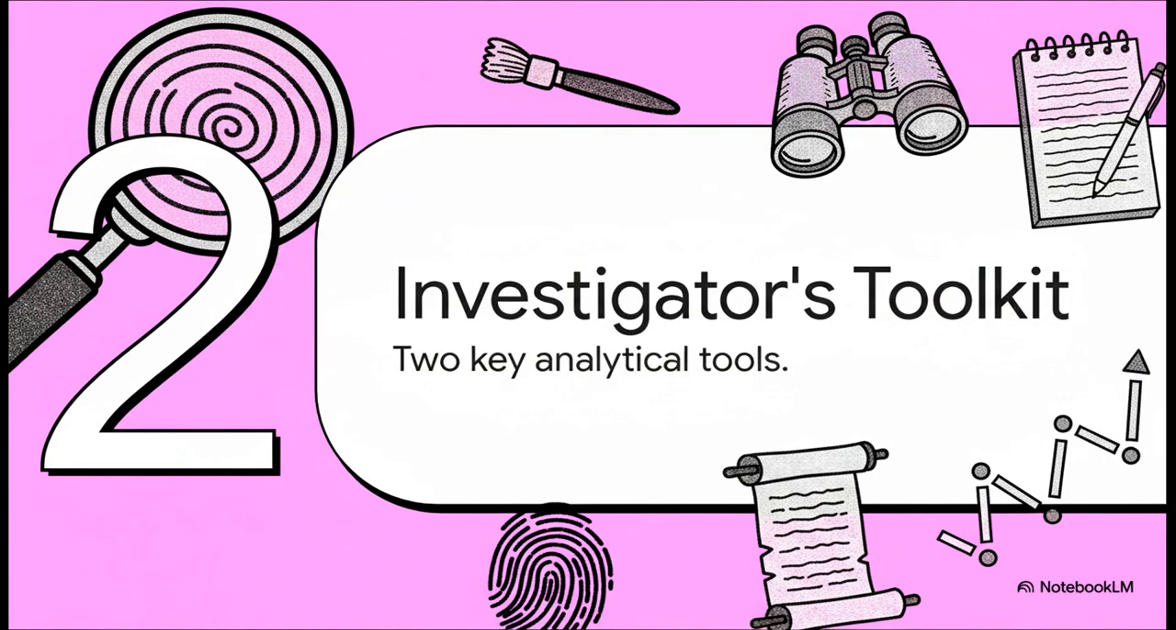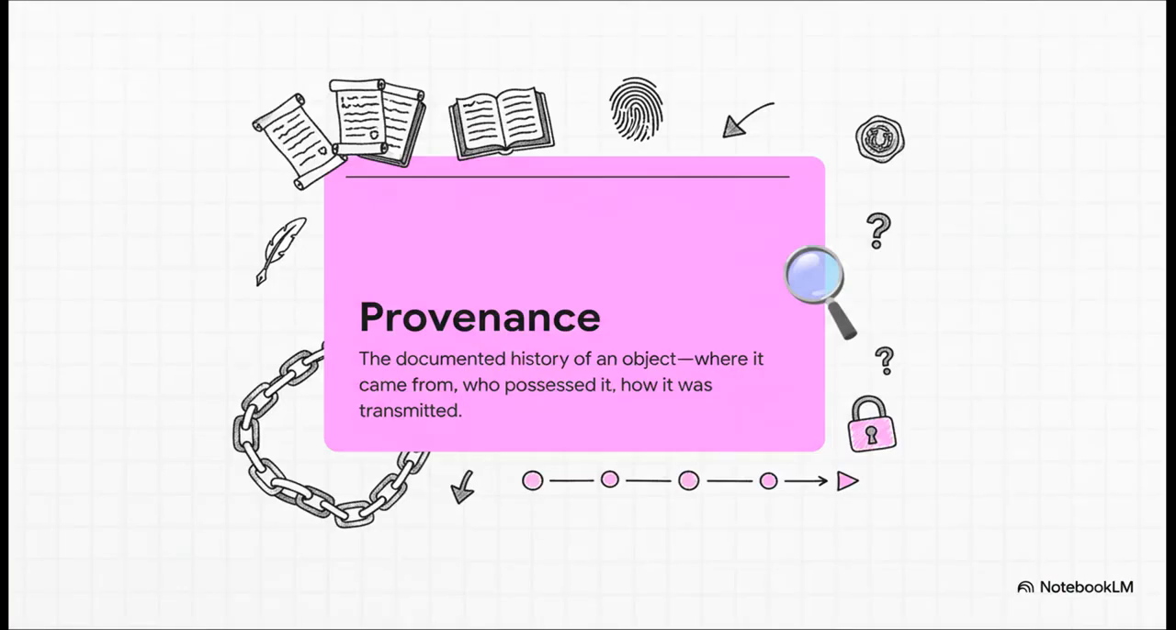So to cut through all that confusion, we need a consistent framework. So let's build our own investigator's toolkit. It's really simple. It just has two essential tools that are going to help us analyze any historical claim fairly and consistently. First up in our toolkit is provenance. Honestly, the easiest way to think about this is like the chain of custody for a piece of evidence at a crime scene. It's all about the object's backstory.